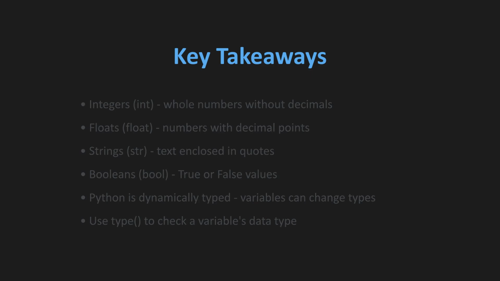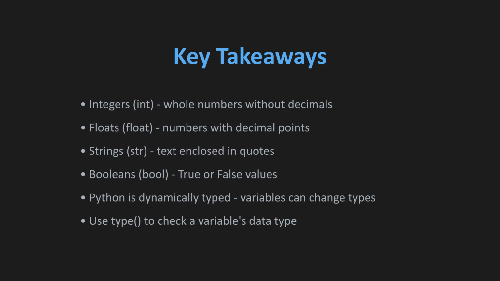Key takeaways include remembering the core types: integers for whole numbers, floats for decimals, strings for text, and booleans for true or false values. Python is dynamically typed, and you can always check a variable's type using type.